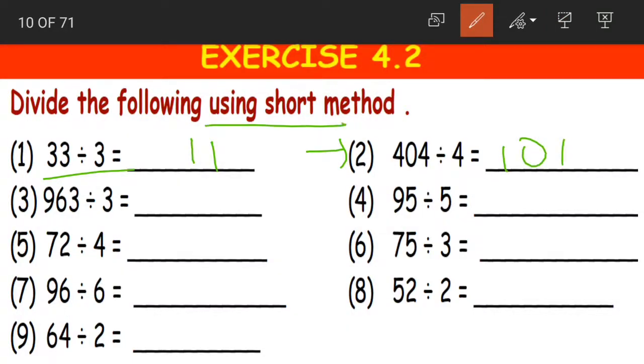Yes. So only when the question mentions that you should use the short method, you need to use the short method for solving, children. Okay. Otherwise, you always have to solve the division in long division method.